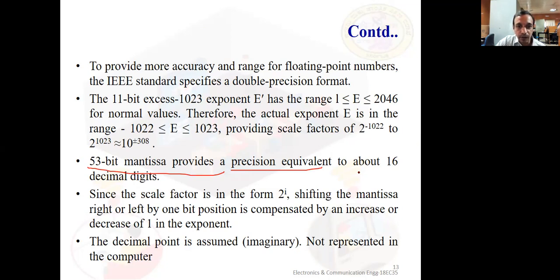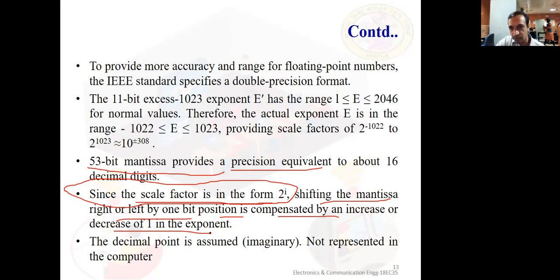That's it. Okay. So this we have already said: since your scale factor or the exponent is in the form of 2 power i, shifting the mantissa to the right or left by 1 bit is compensated by an increase or decrease of 1 in the exponent, that I have already indicated to you. So when you shift towards left, you increase your exponent. When you shift towards right, you decrease your exponent. And as I said already, the decimal point is an assumed one. It's an imaginary thing. You cannot represent that in the hardware in any case. So we look at the exponent only and understand where the decimal point is.